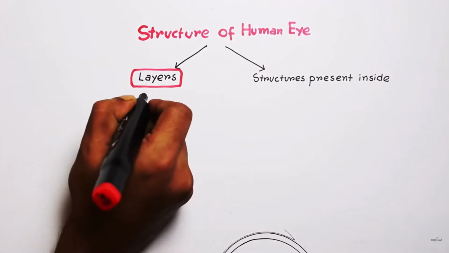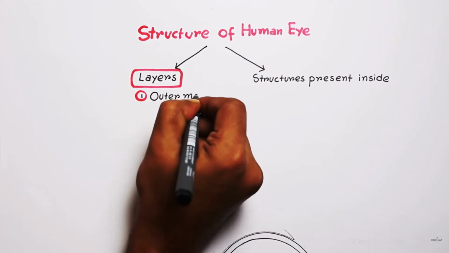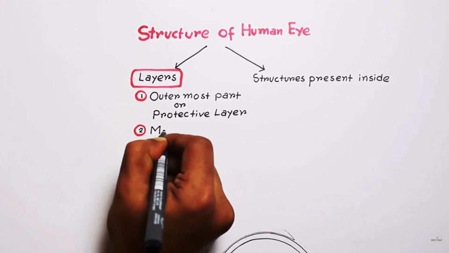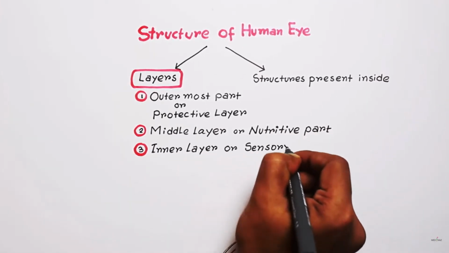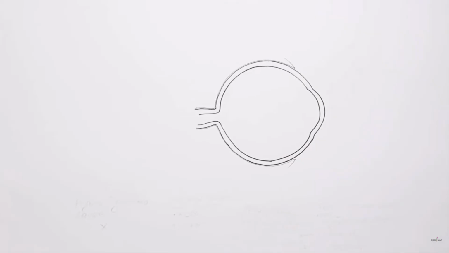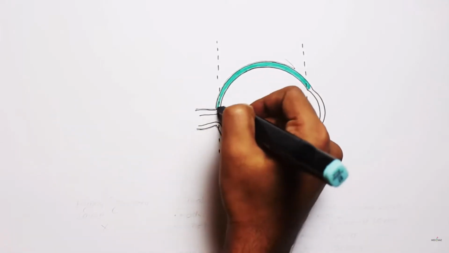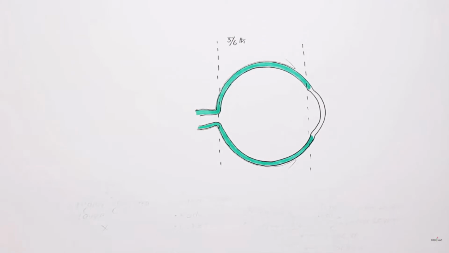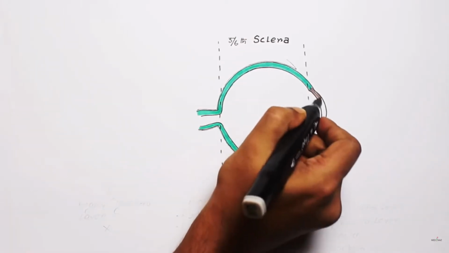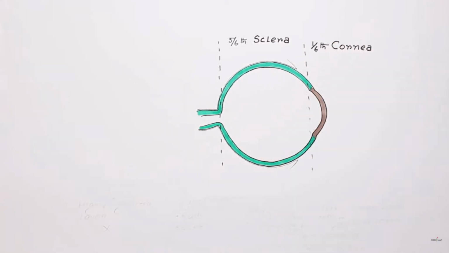There are 3 layers in the human eye: the outermost layer, middle layer, and inner layer. The green part, which is 5/6 of the entire eye, is the sclera. The rest of the 1/6 of the eye is called the cornea. This is the outermost layer.